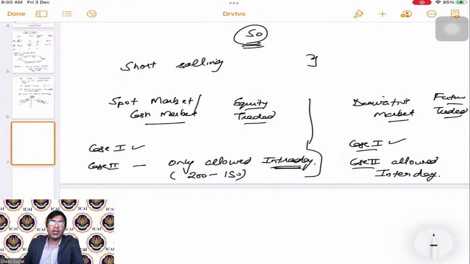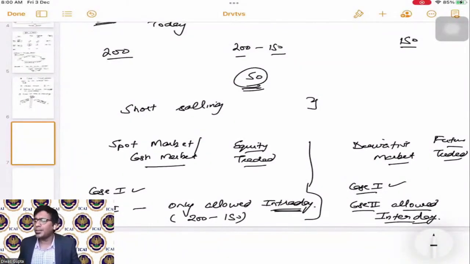If you have sold, you will have to buy. Correct? But in case of futures, if you have sold the futures also, then within the same day there is no necessity for you to buy it. You can carry forward that position and buy it later on. This is where the derivatives market plays a bigger role. Now I'll tell you why also.